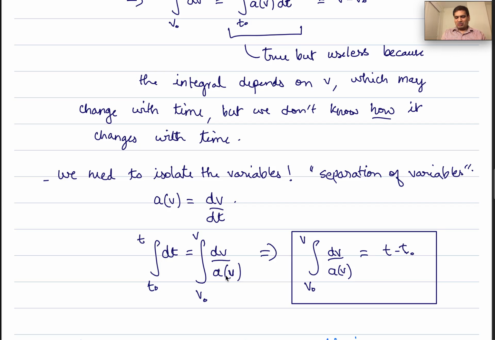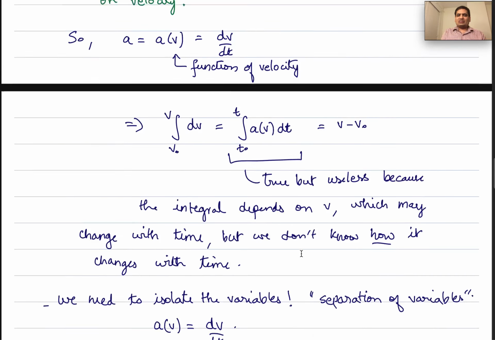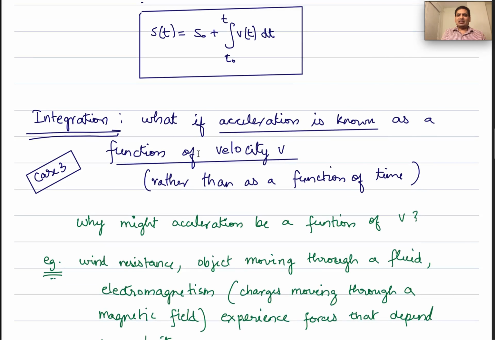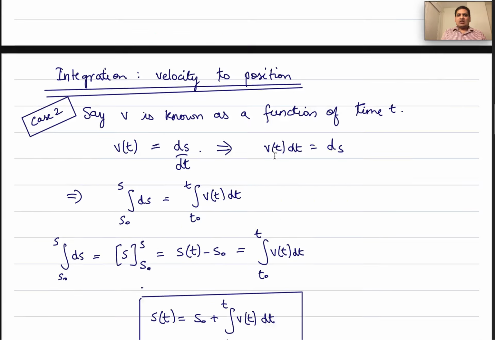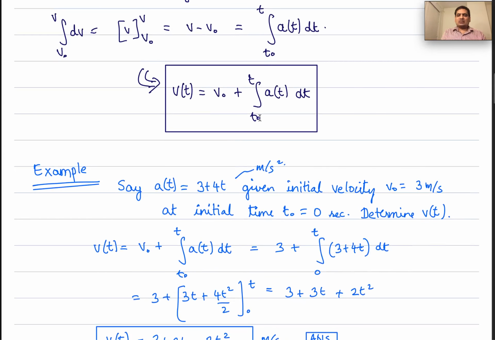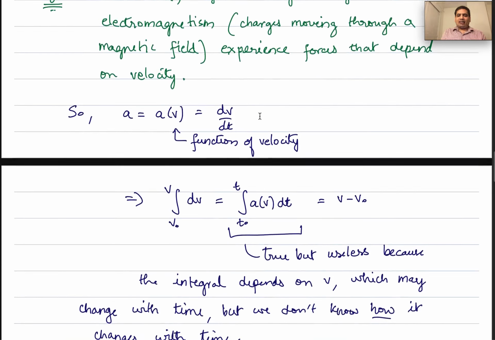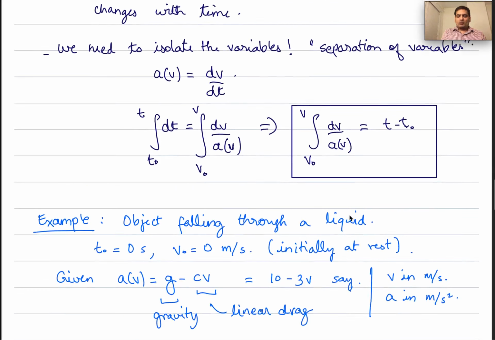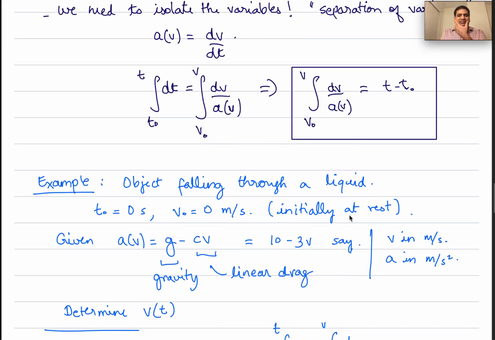So a is known to be some function of v, and hopefully we can do this integral. And then this side becomes the integral of dt, which is just t. If you apply the limits, it becomes t minus t naught. So this is the final equation for a situation where you have acceleration as a function of velocity, okay? If acceleration is a function of time, we would use this equation. If acceleration was a function of velocity, we would use this equation. Any questions? If you have any questions, feel free to write me an email or post on Carmen, etc.